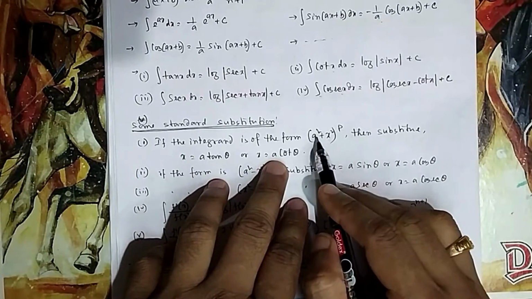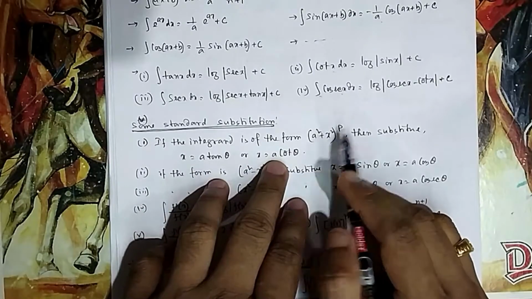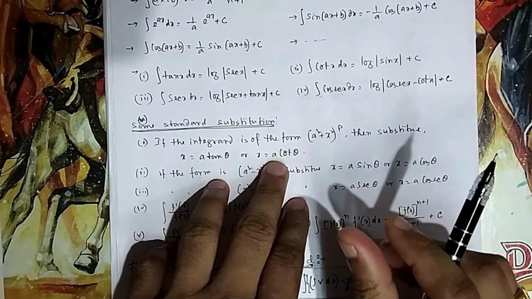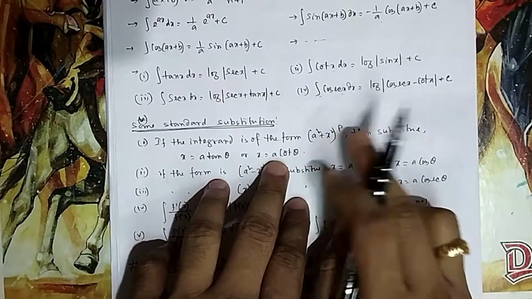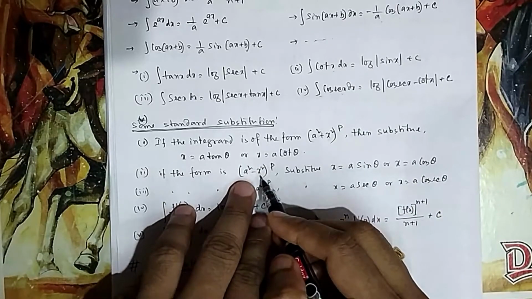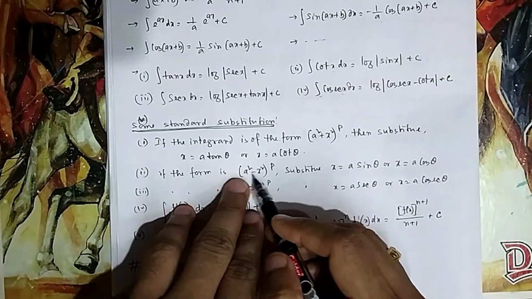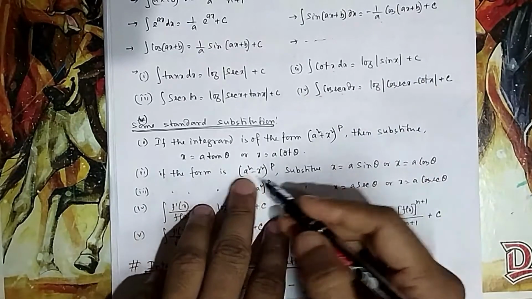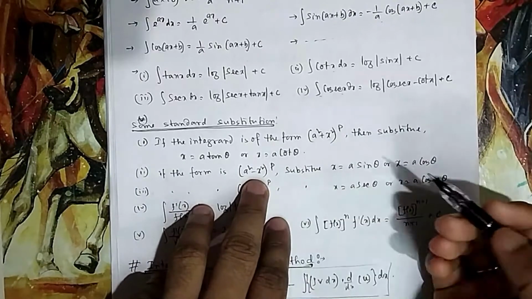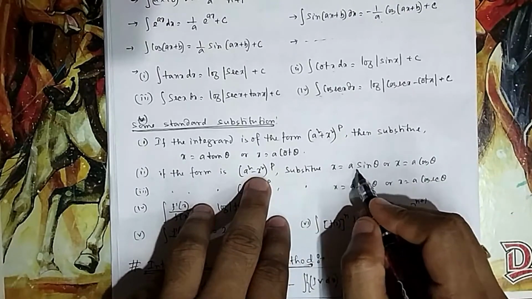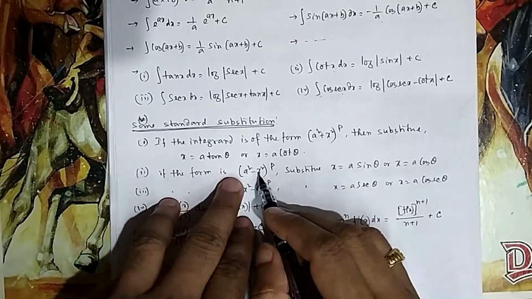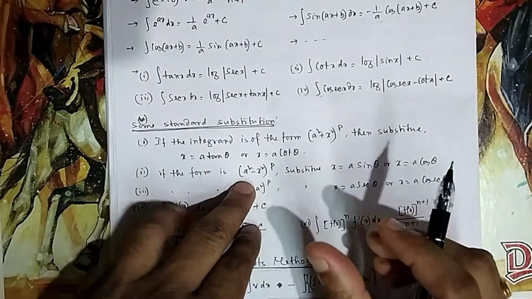If you take tan theta, then you can take a square common: 1 plus tan square is sec square, so it will be a smaller value. So we will substitute in that way. If it is a square minus x square, then you think of 1 minus what square in trigonometry. 1 minus sin square is cos square, and 1 minus cos square is sin square. So better you take x equal to a sin theta or a cos theta. Then you can take a square common, it will be 1 minus sin square, so it will be reduced to a small factor.